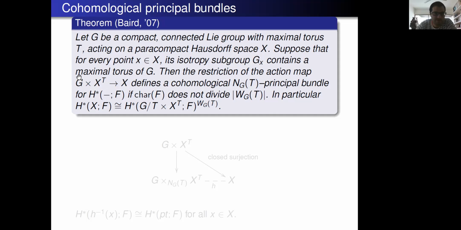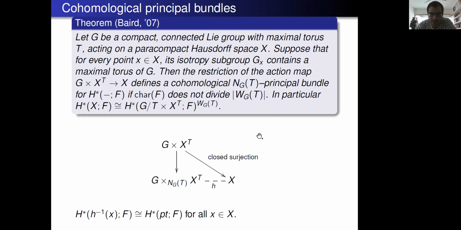then you get a map from G times X^T to X. This is not a principal bundle, but Tom Baer in this article, and I believe in his PhD thesis, develops what are called cohomological principal bundles. So what is a cohomological principal bundle? The idea is here in this diagram below.